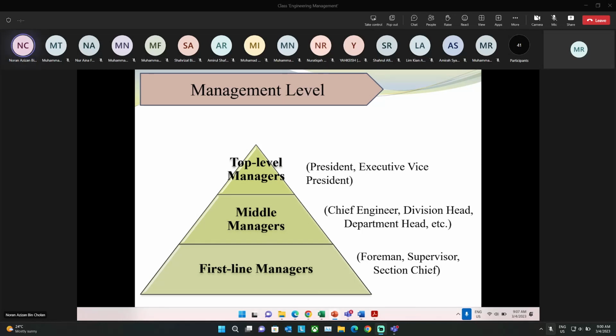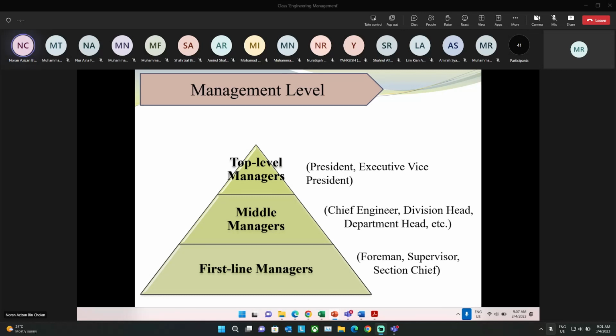Or it could be engineers. So after you graduate, you become an engineer. An engineer is basically a first line manager, because under the engineer we have technicians, who do the technical job. So this is the first line managers.